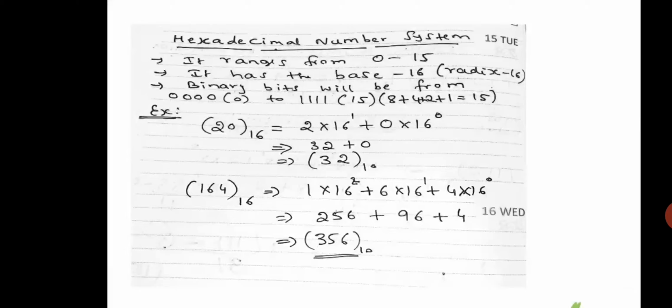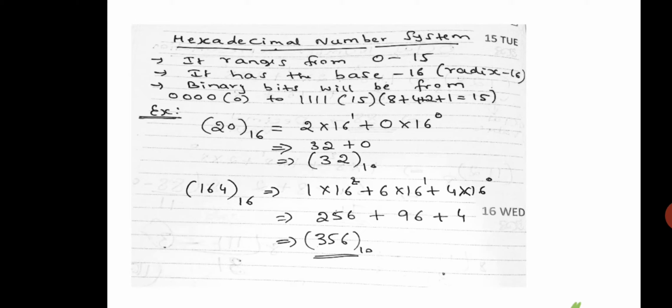Octal will range from 0 to 7. The decimal number system will range from 0 to 9. You have to recall all those concepts. Now the binary bits will be from 0000 to 1111. So in total you require 4 positions.